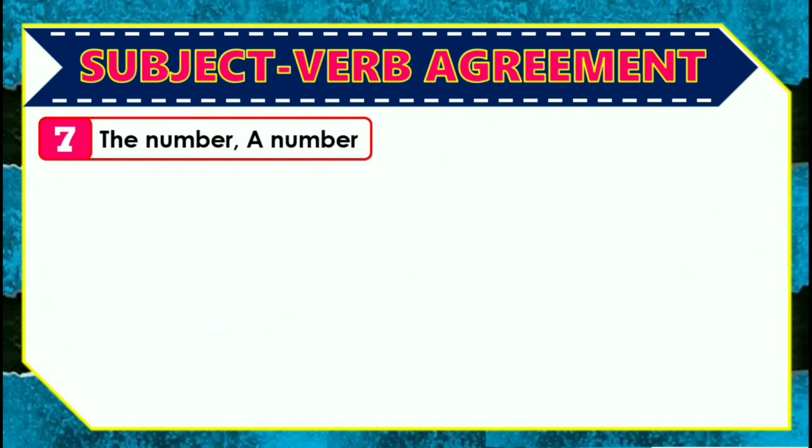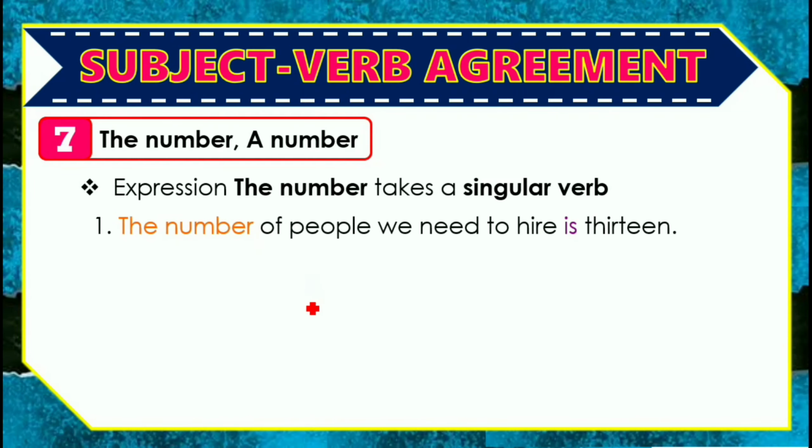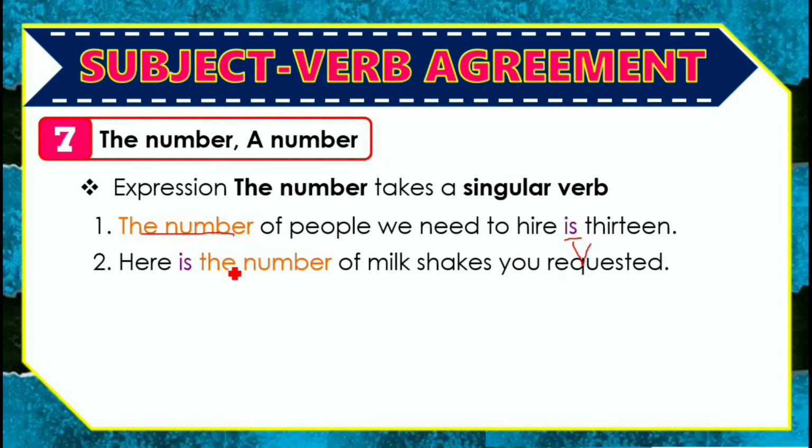Let's talk about the expressions the number and a number. The expression the number always takes a singular verb. For example, the number of people we need to hire is 13. So the number is our expression, and that is why our verb is singular. Here is the number of milkshakes you requested. So we have again the number, and you have a singular verb.